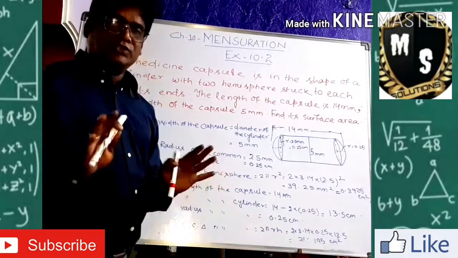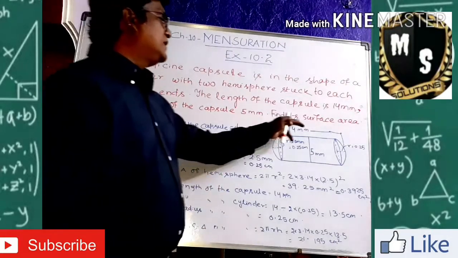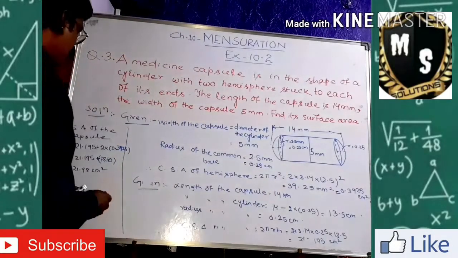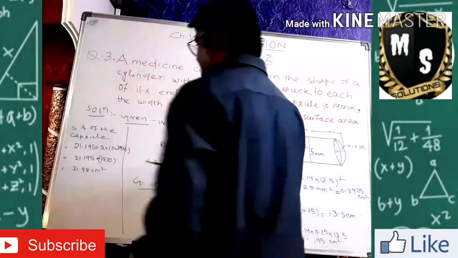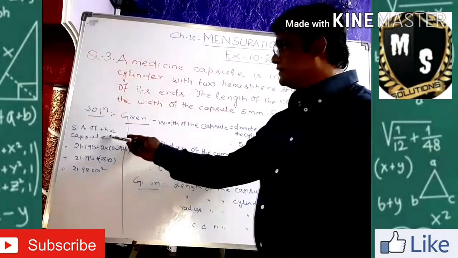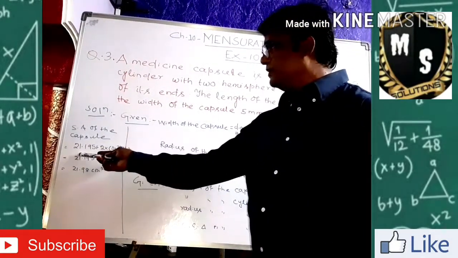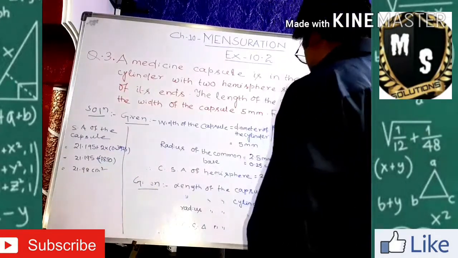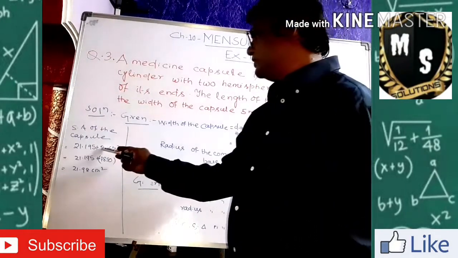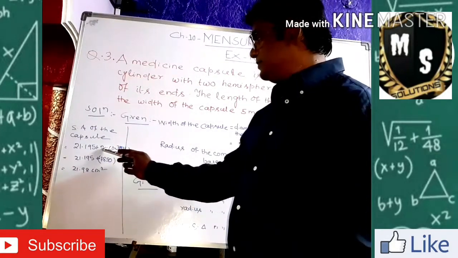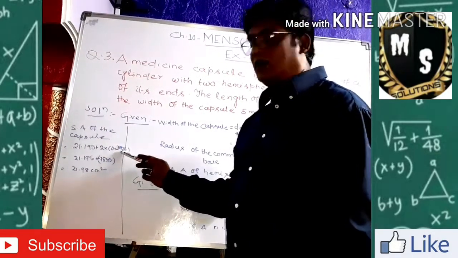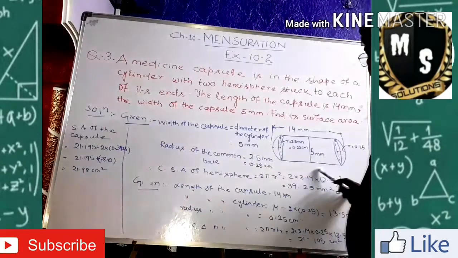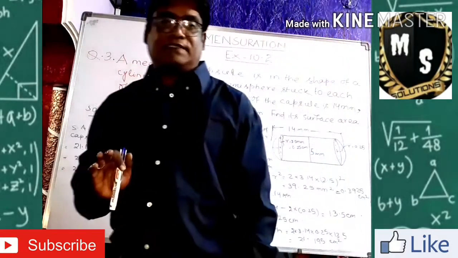Both I got. So now what should be the surface area of the capsule? The surface area of the capsule will be the total. It means you have to add the surface area of the cylinder, plus how many hemispheres are there? 2 hemispheres are there, so multiply it by 2. Then you are getting this one, and the surface area of the total capsule will come. I hope you understood it nicely.